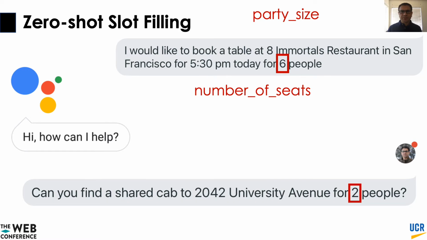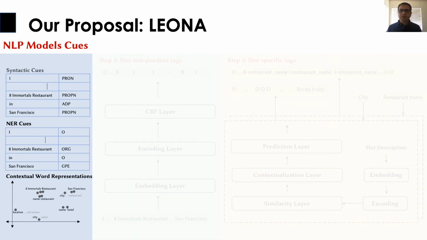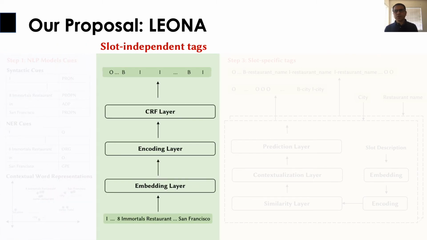To take on the challenge of the zero-shot slot filling task, we propose an end-to-end neural network called Leona that works in 3 steps. Step 1 leverages pre-trained NLP models to acquire domain-oblivious and context-aware features about the utterance words. These features are useful regardless of the domain and are readily available, which makes them very useful in zero-shot slot filling. Step 2 fine-tunes these semantically rich features and produces slot-independent tags. These slot-independent tags provide cues at a different granularity for the final step.